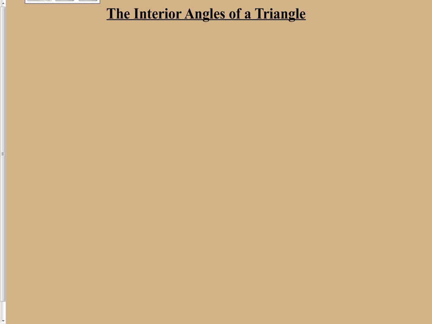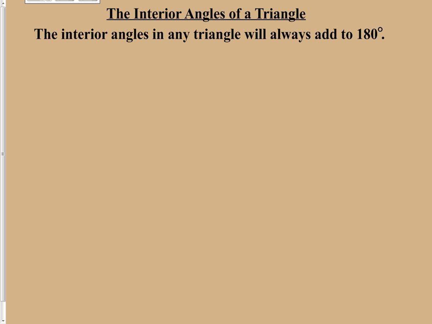Okay. Now, the interior angles of a triangle have a rule that goes with them, and I would bet everybody already knows this one. The rule states the interior angles in any triangle will always add to 180 degrees. This is a rule we should have picked up in junior high along the way at some point, and it's actually a small part of a much larger rule that we will be getting to later on.